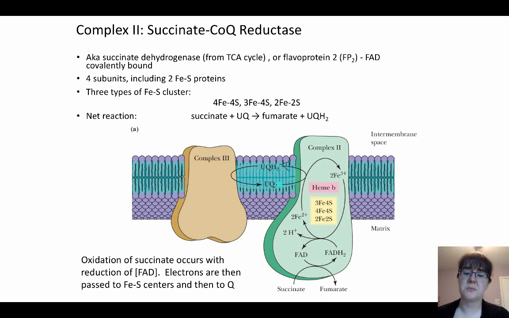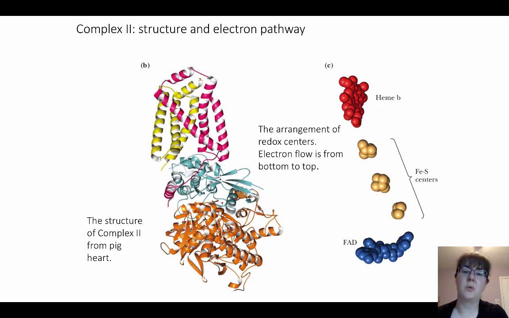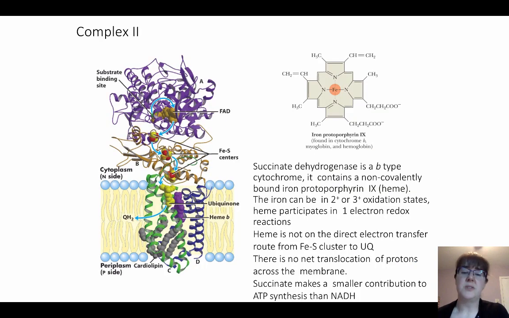In order to do this, succinate is first going to reduce the FAD to FADH2, which will then pass electrons through the iron-sulfur clusters, which will then eventually get them to the ubiquinone pool. So seen here, again, the electron flow is going to be from the bottom to the top, starting with the FAD. So succinate dehydrogenase is a B-type cytochrome.